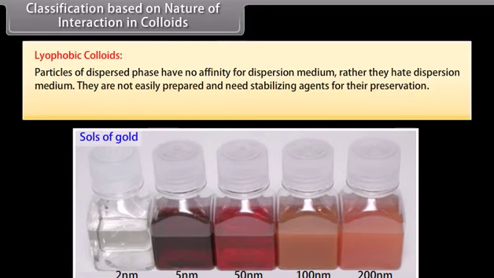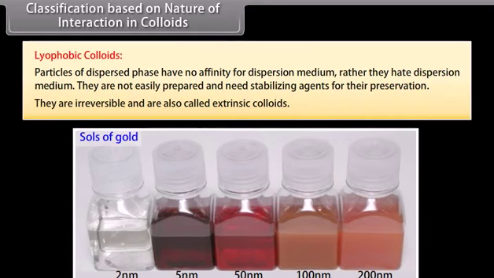They are not easily prepared and need stabilizing agents for their preservation. They are irreversible. They are also called extrinsic colloids. For example, sols of gold, silver, and ferric hydroxide. Classification based on type of particles. On the basis of nature of the particles of dispersed phase, colloids are divided into three categories.